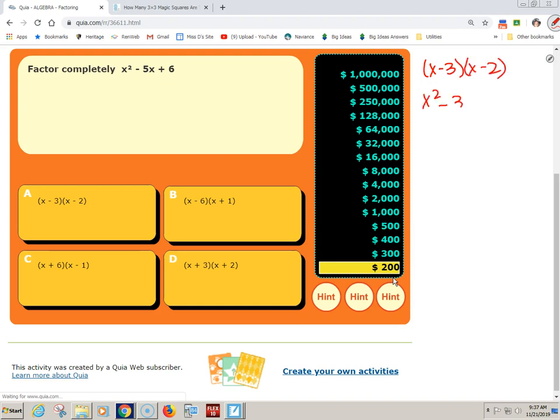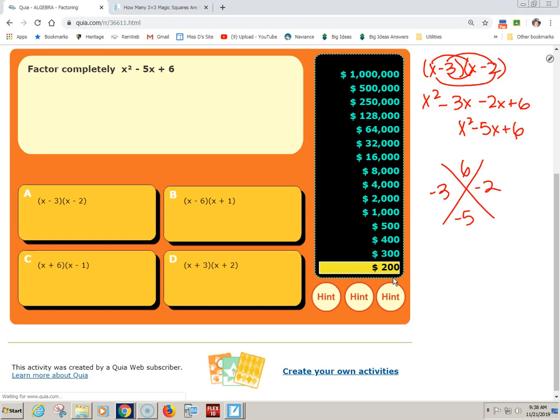X squared minus 3x minus 2x plus 6. How am I multiplying? I'm multiplying with FOILing, because you also put a box to check. Yes. Does it work? Does negative 3 plus negative 2 make negative 5? Yes. Looks good to me. But if you were solving, would you have thought of 6 and negative 5, and would you have gotten to negative 3 and negative 2? Yes. I hope so. All right.